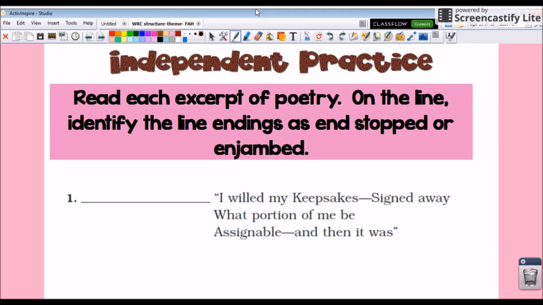All right, so for independent practice, we're going to see a couple of excerpts from different poems, and we're going to identify if the excerpt is an example of lines that are end-stopped. Remember, end-stopped means that the end of the sentence is the end of the line, or if it's enjambed. Again, remember that means that the end of the line is not the end of the sentence, that the sentence actually carries over to at least two or more lines. All right, so number one, I willed my keepsakes, signed away what portion of me be assignable, and then it was. Is this an example of end stopped or enjambed?